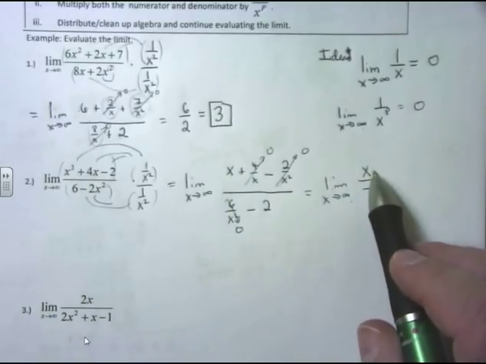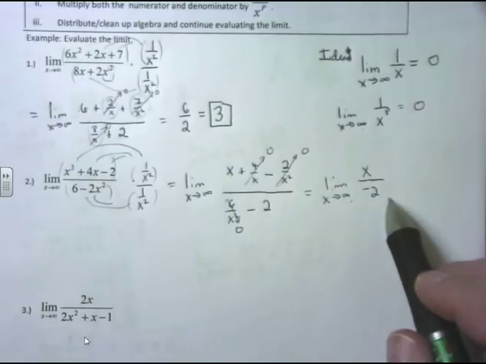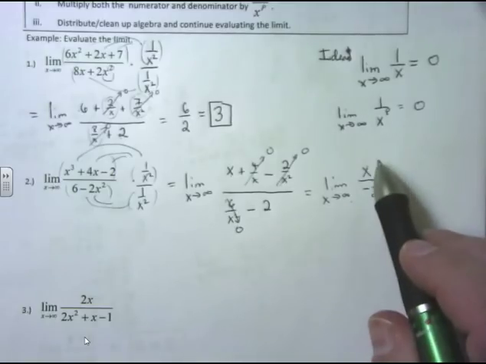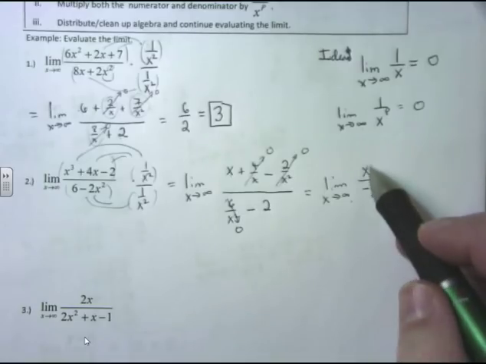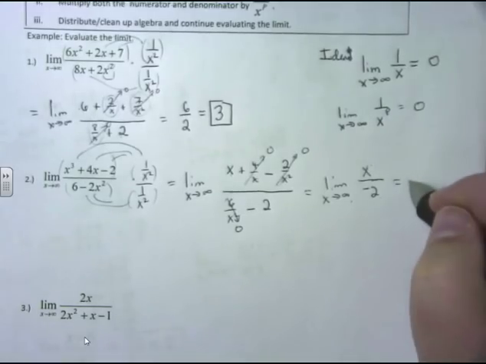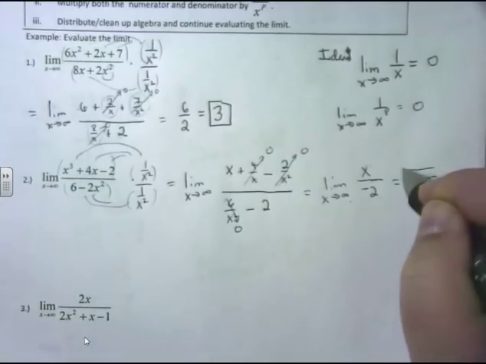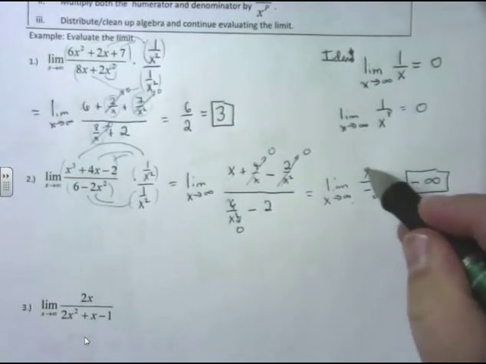Infinity in the numerator is infinity. But when I divide by negative 2, that's a positive infinity divided by a negative 2. So what's half of infinity? Well, it's still infinity, but a positive divided by a negative is a negative. So that would be negative infinity. That's my answer. It's infinity divided by negative 2.